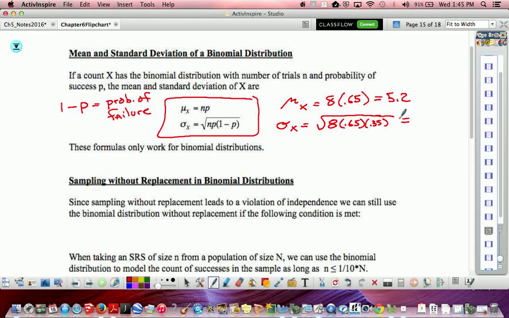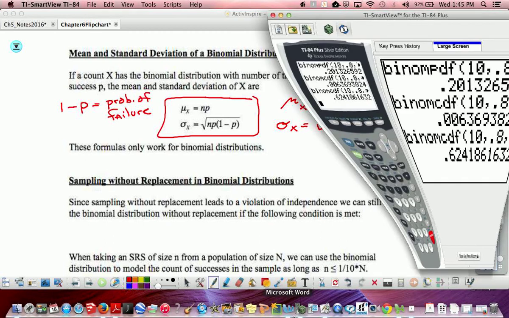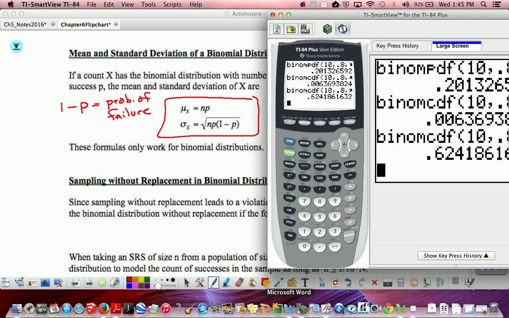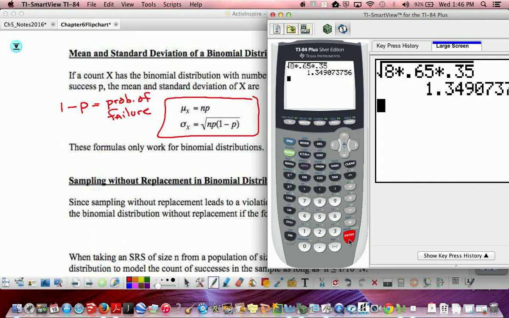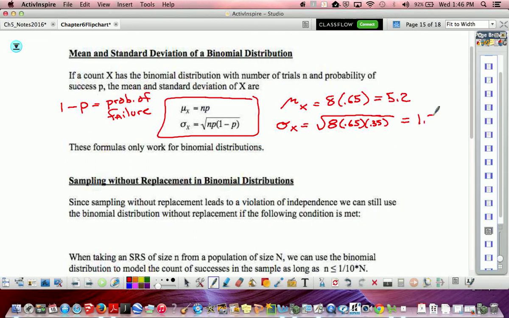And this would tell us, basically, on average, how many questions right would it deviate from the mean. So I can go square root of 8 times 0.65 times 0.35 equals about 1.35. So on average, the number of questions she's getting correctly will vary from the mean by 1.35 questions. Kind of nice to know.